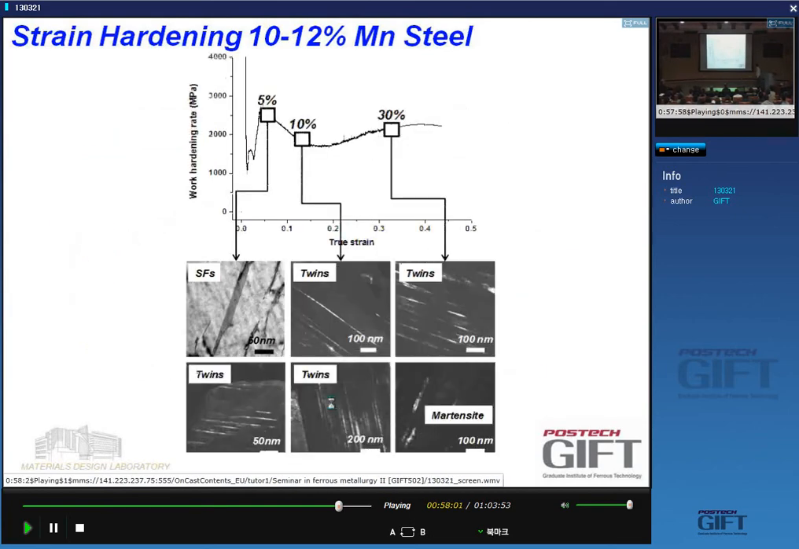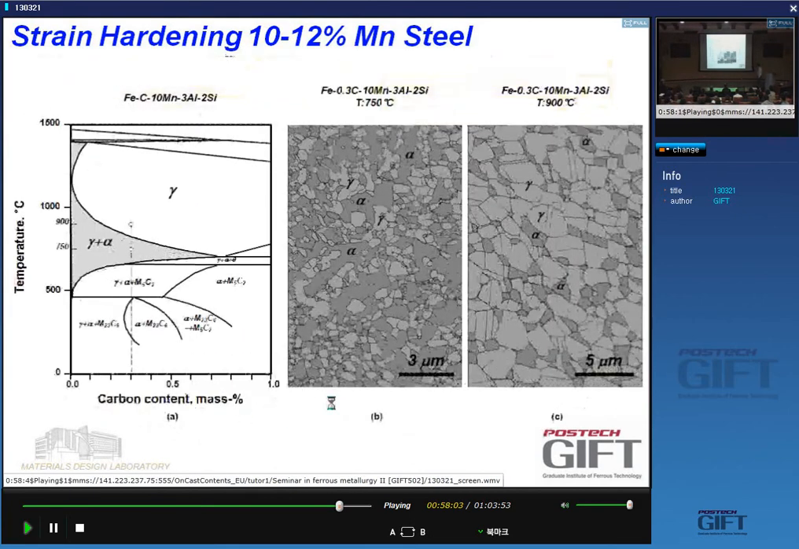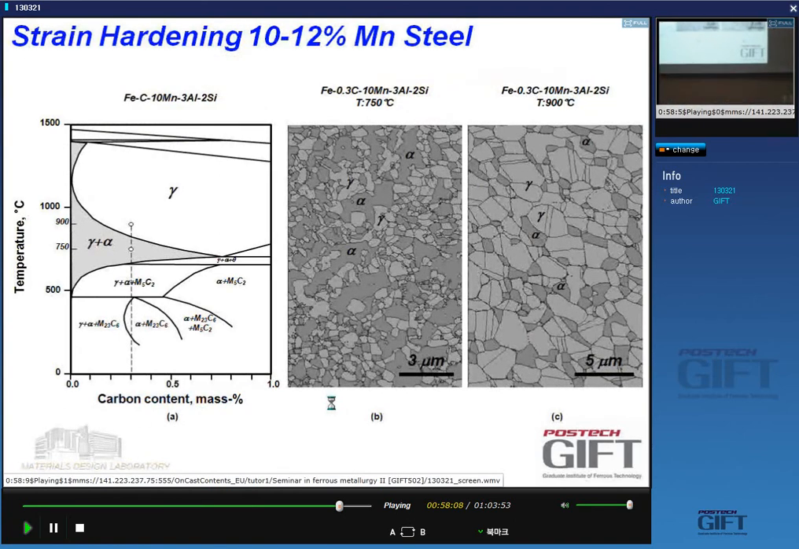Again, I'm going back here a few slides, the reason why it works is because you intercritically anneal the material and you have a mixture of two phases. Yes, in this case, you have, this is a typical microstructure where you get these nice properties. And you need to have a nice broad alpha plus gamma intercritical range to achieve this.